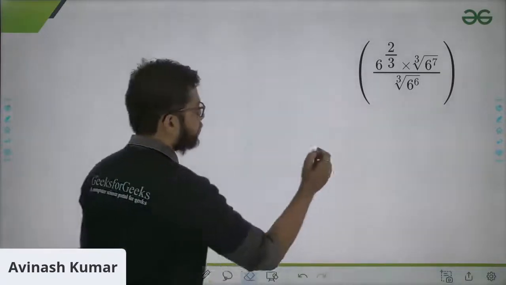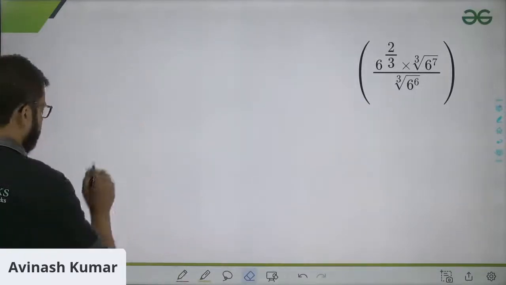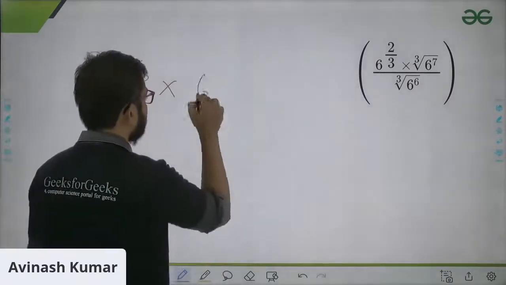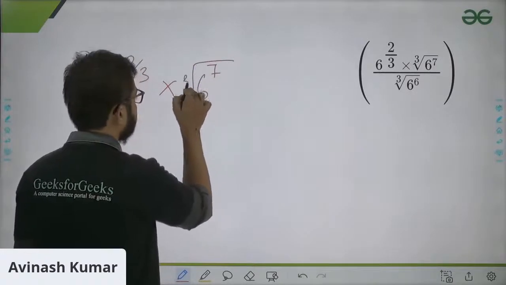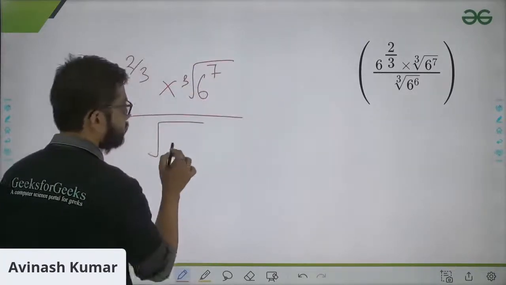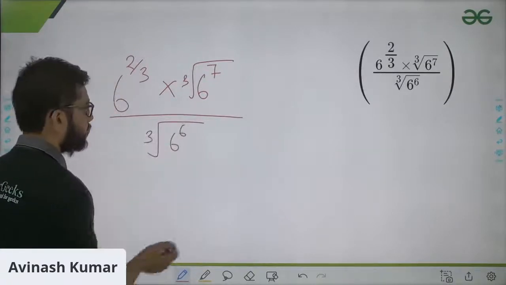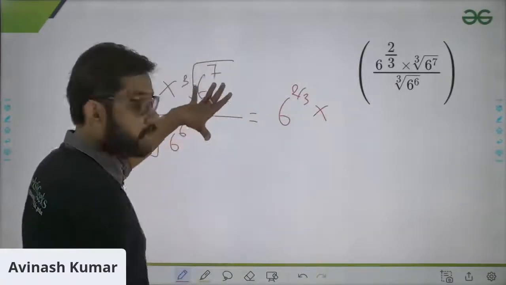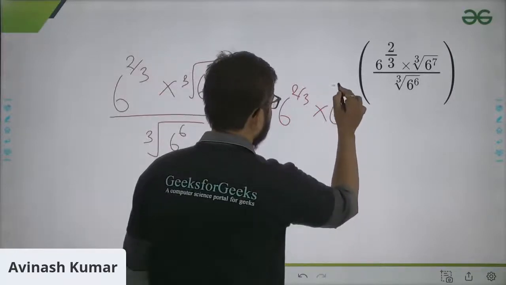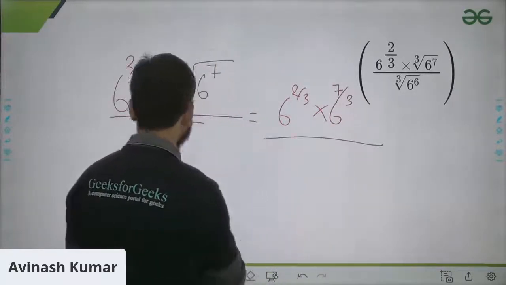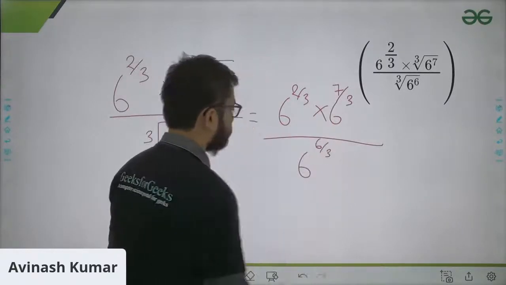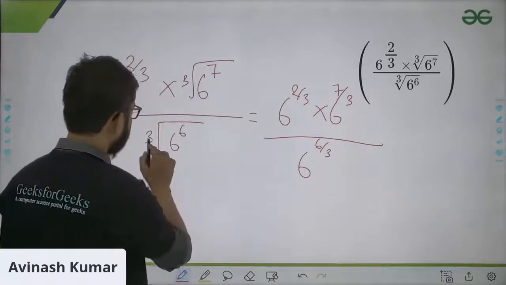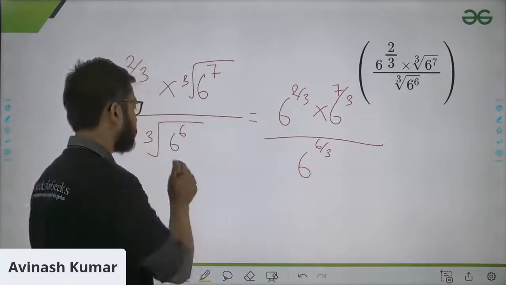See, 6 to the power 2 by 3 is multiplied by 6 to the power 7, and here it's divided by 6 to the power 6, and here it's 3. We can write this as 6 to the power 2 by 3 multiplied by 6 to the power 7 by 3 upon 6 to the power 6 by 3. We have just learned this: whenever you see a root, the number in the root becomes the power, to the power of that person who is in the root.